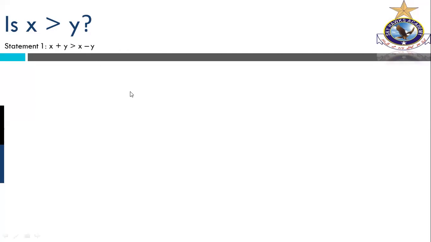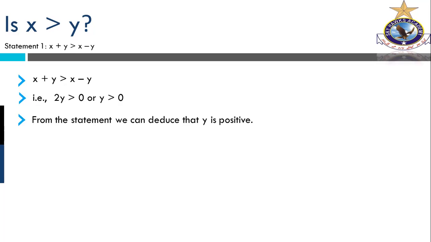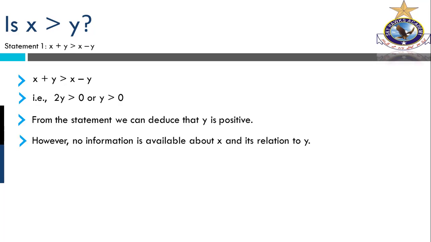The statement one was that the sum is greater than the difference. So we are evaluating this mathematically, bringing the similar terms to the left, and the others go to the right. So we are getting this: from this statement, we can deduce y is positive. That was our conclusion, with the available information that we have talked about in detail.